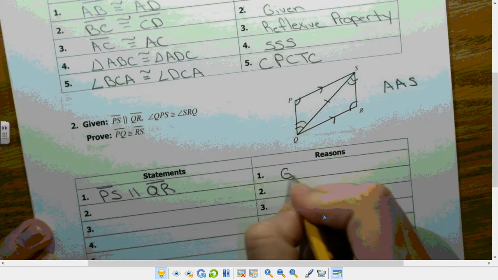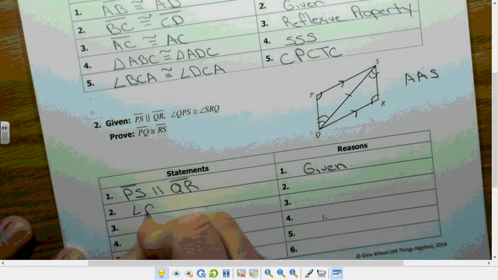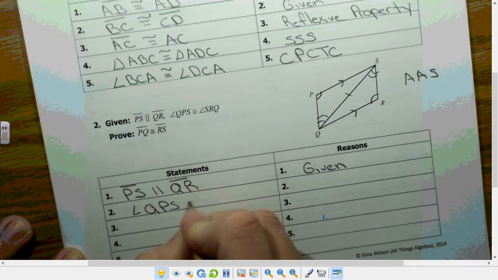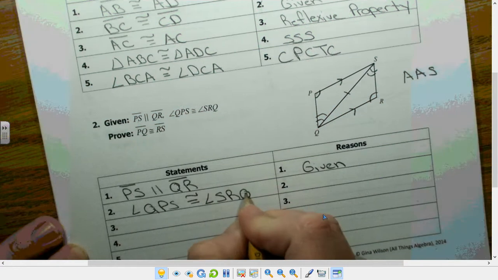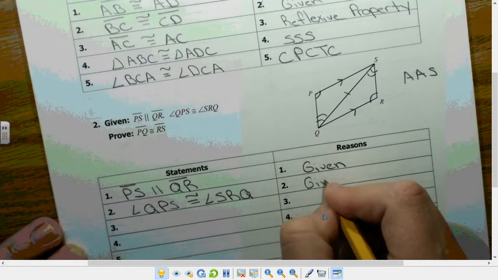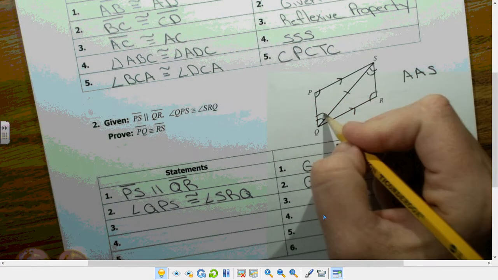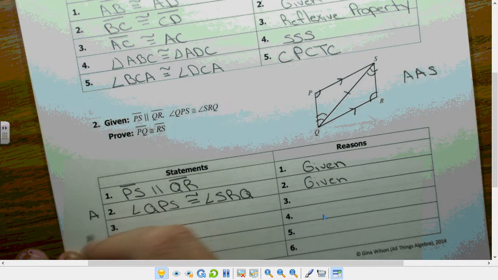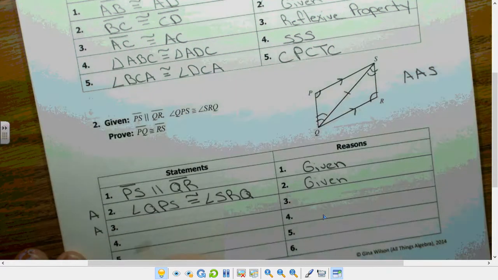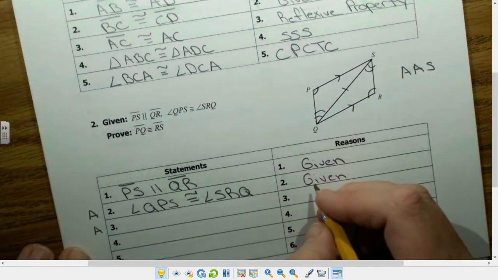So given, I also know angle QPS is congruent to angle SRQ. That's a given. Then I can prove these two angles congruent to each other. So right here I have an angle, right? I need another angle. I'm going to do that right here. I know these two are congruent to each other using alternate interior angles.